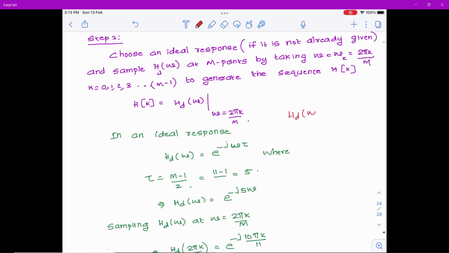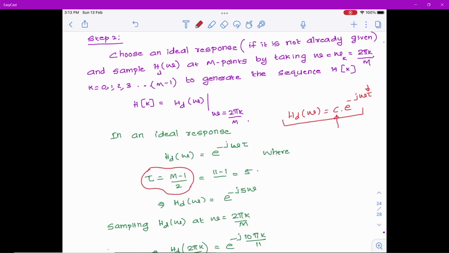And always we try to design the ideal FIR filter. So the ideal FIR filter is something like c into e raised to minus j omega tau. Tau is a constant, and the value of tau is given as (m minus 1) by 2. This we have also seen. For a linear phase FIR filter, the frequency response should be like this, where tau is a constant.